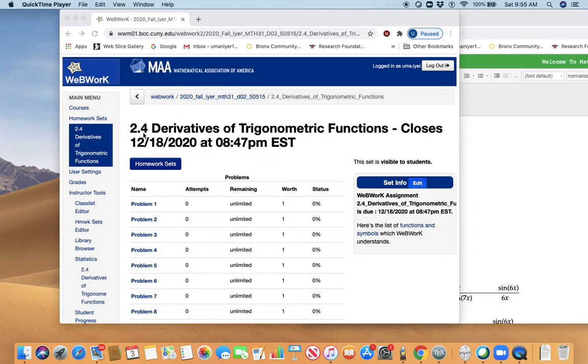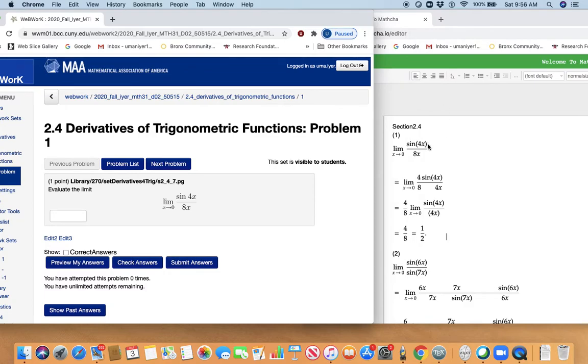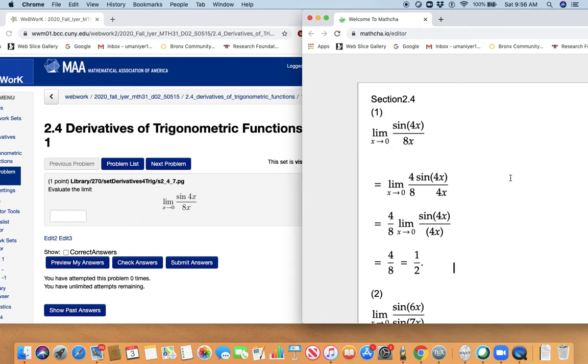Back. Now we are working on problems from section 2-4 from WebWork. First question. Evaluate the limit as x approaches 0 of sine 4x over 8x.